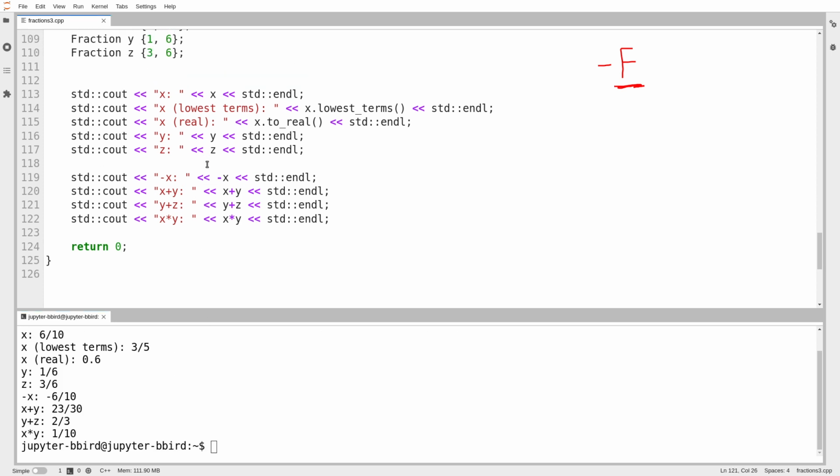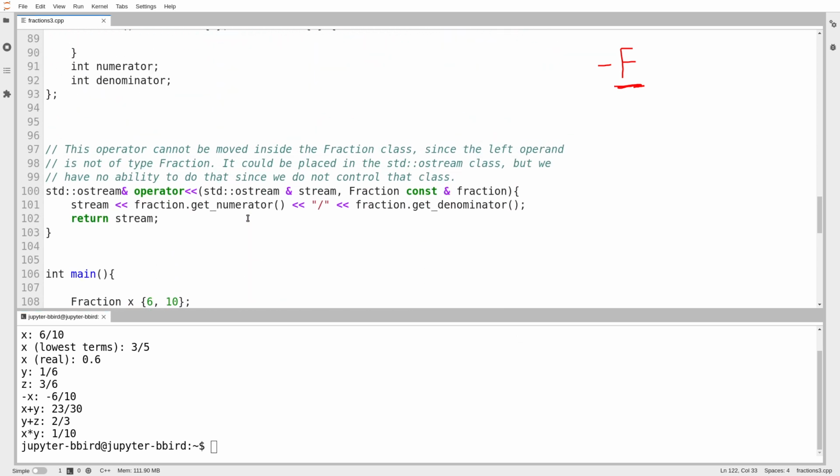We can see here, I'm able to compute negative x by just negating my fraction using my unary negation operator. I've got x plus y, y plus z, x times y as before, but unlike before, all of those arithmetic operators are now physically inside the fraction class and not in the global scope.